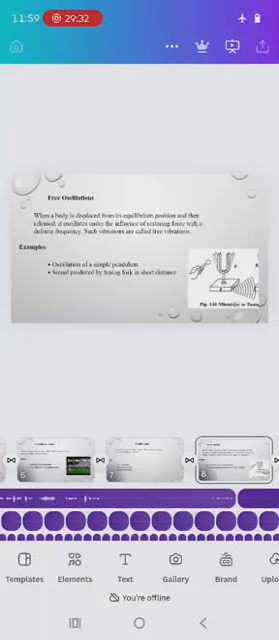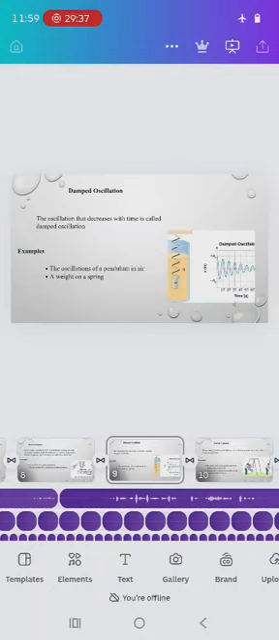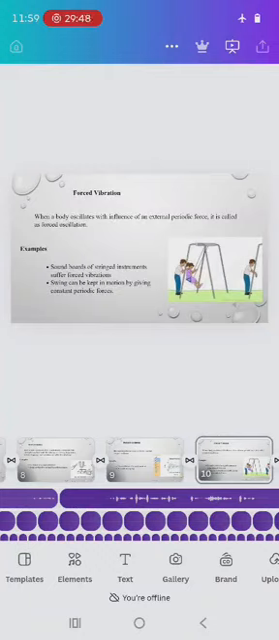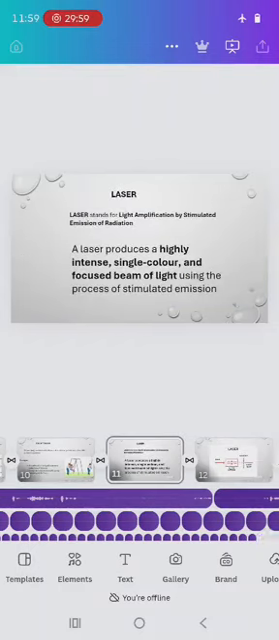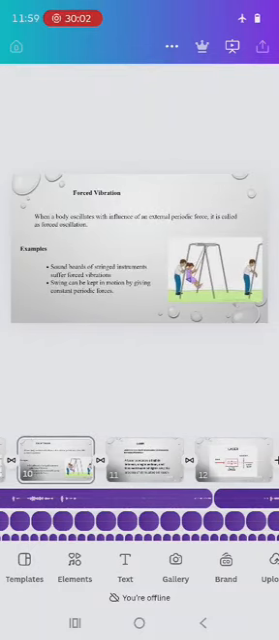Free oscillations: the best example is the vibrations of a tuning fork. Damped oscillations: examples are the oscillations of a pendulum and a weight on a spring. Forced vibration: examples are the sound boards of stringed instruments. Another example is a swing, which can be kept in motion by giving constant periodic forces. This is called forced vibration.